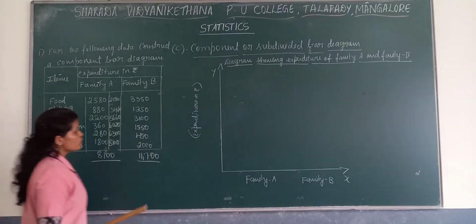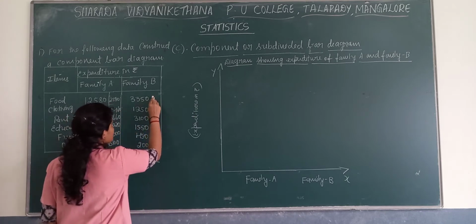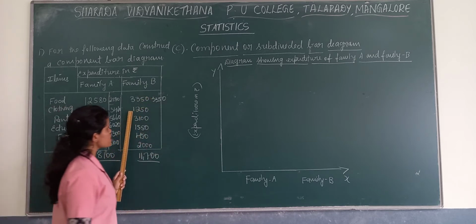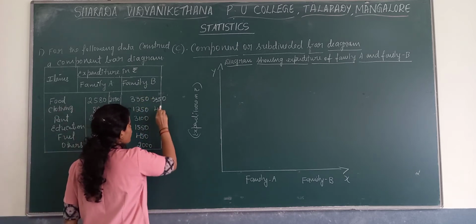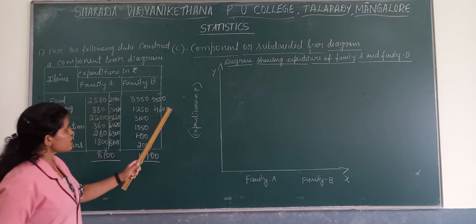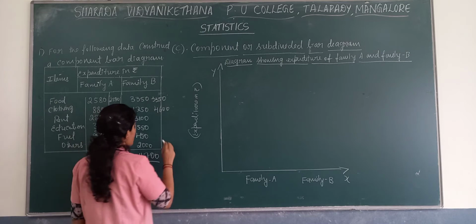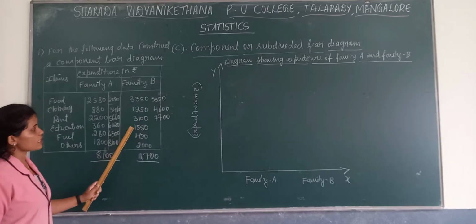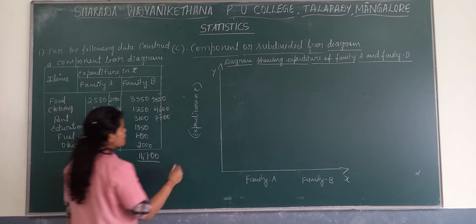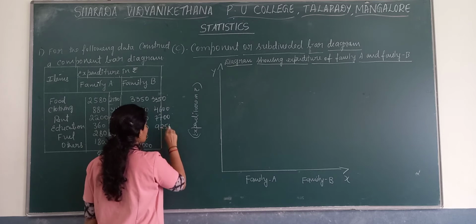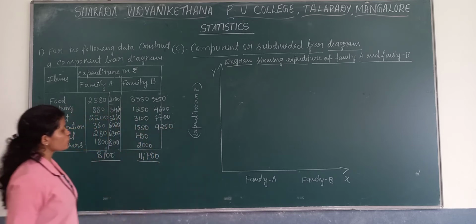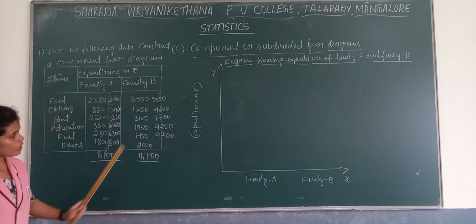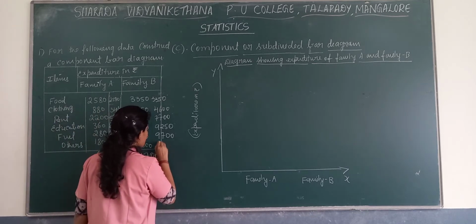Now for the next one, we do the cumulative values. First one 3350. Second one 3350 plus 1250, that is 4600. Next 4600 plus 3100, that is 7700. Next 7700 plus 1550, there we get 9250. 9250 plus 450, that is 9700. 9700 plus 2000, there we get the total 11,700.